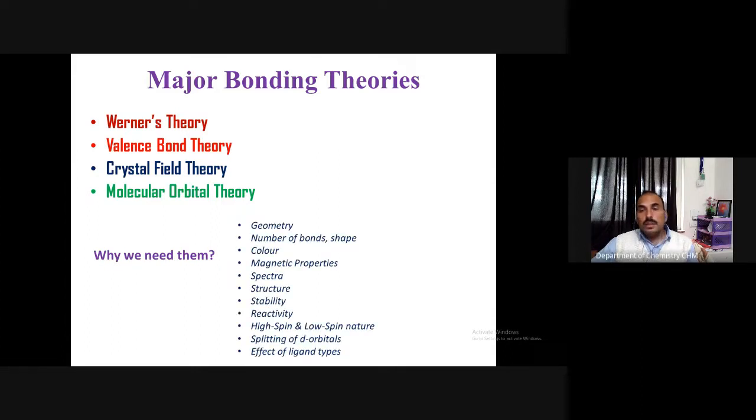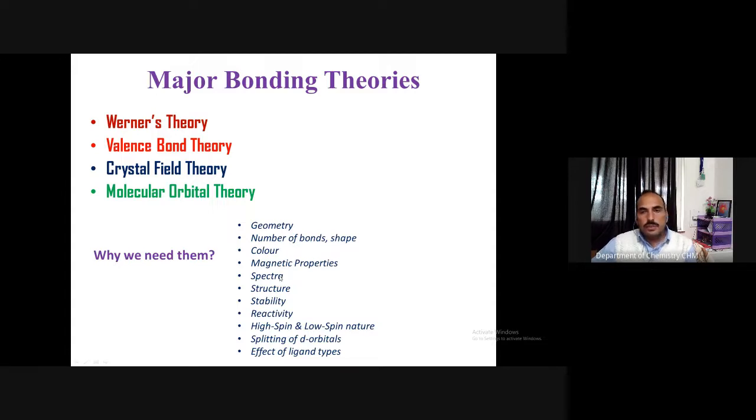Their geometry, number of bonds, their shape, the color, magnetic properties, spectra, structure, stability, reactivity, high spin and low spin nature, splitting of the orbitals, effect of ligand types, right? So many things are there that we need to understand. In order to understand all these, we need some theories, right?